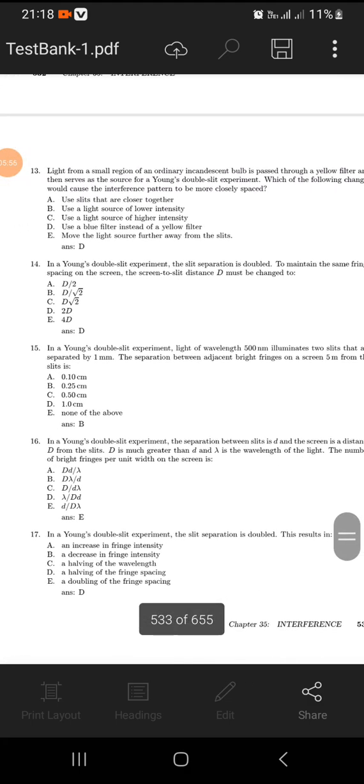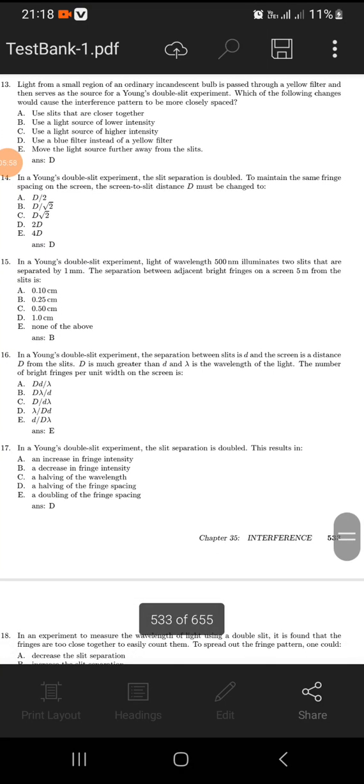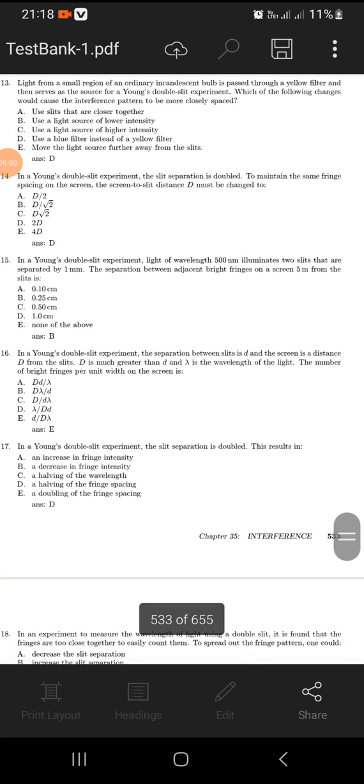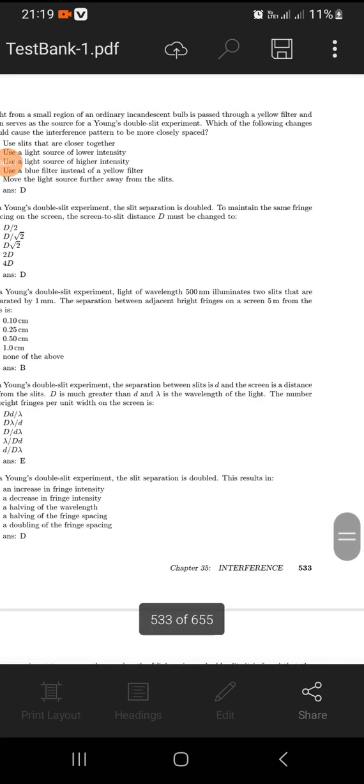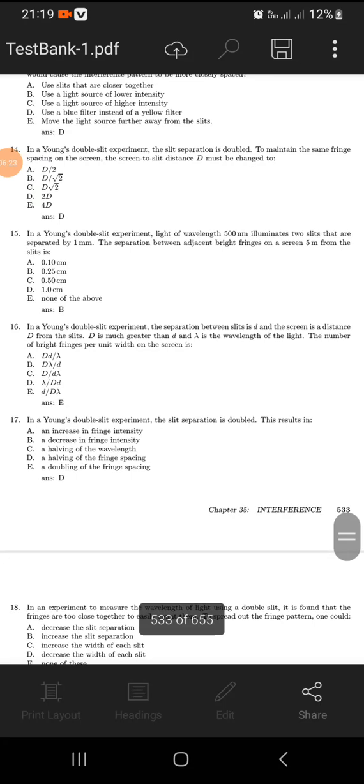Light from a small region of an ordinary incandescent bulb is passed through a yellow filter and then serves as the source for a Young's double slit experiment. Which of the following changes will cause the interference pattern to be more closely spaced? The answer is D, use a blue filter instead of a yellow filter.